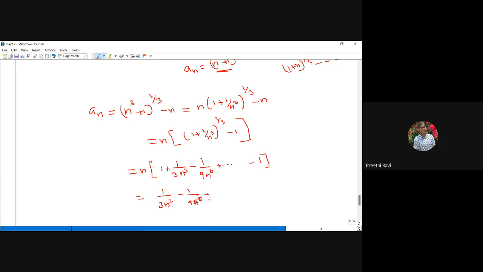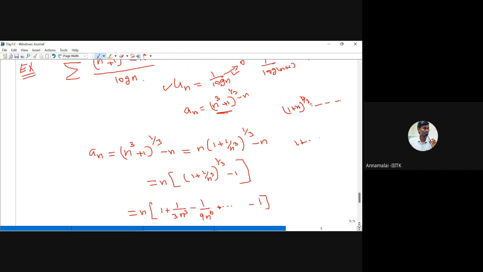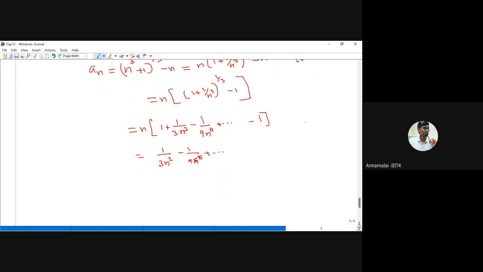Sir, if it's alternating, then the second term should be negative, no, sir? No, actually the formula starts from 1 plus something. After that you get minus. So just go through the formula, I forgot that exactly. You can find it on the net. For any rational number, we can write the binomial expansion. You just go through it, you will get it.